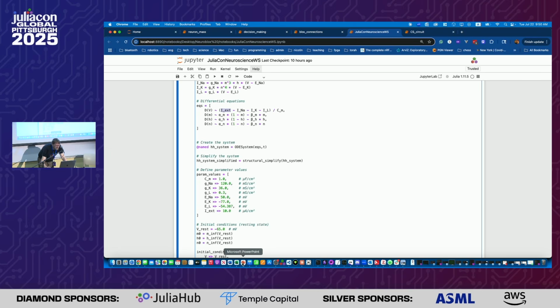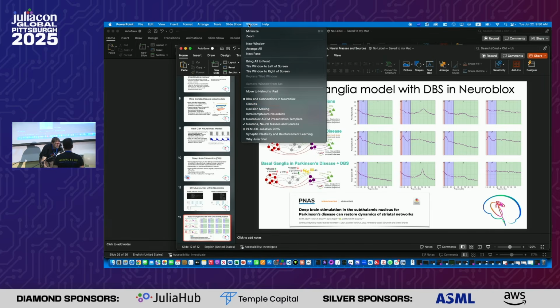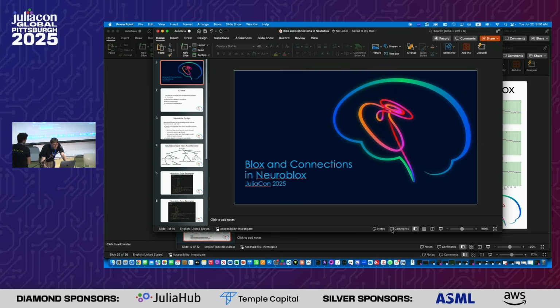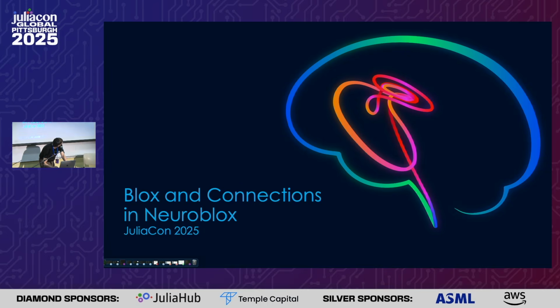Sure. Okay, so we're switching presenters. Mason actually was part of the architecture of how to build a good infrastructure of blocks and connections between blocks, right? And he will talk about how Julia is a very nice language for doing exactly these kinds of things.